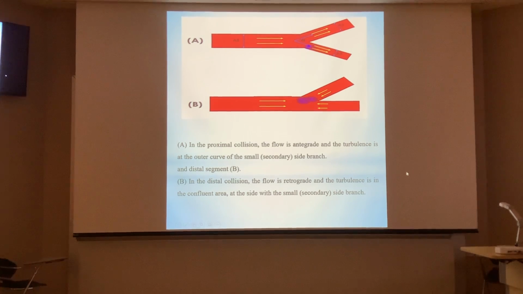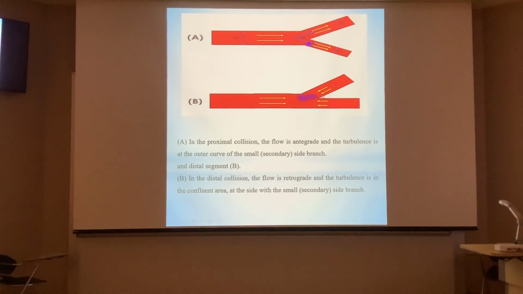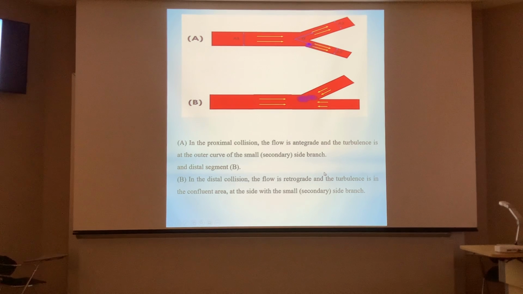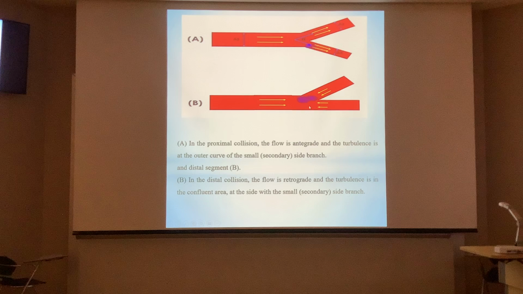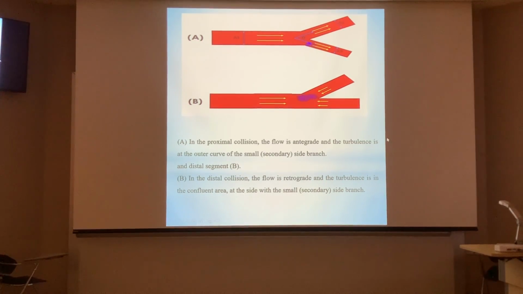And in this schematic, we see in figure A, at the proximal lesions, the flow is antegrade and the turbulence is at the outer curves of the small side branch. And in figure B, in the distal lesions, the flow is retrograde and the turbulence is at the confluent areas at the side of the small coronary artery, the small side branch.